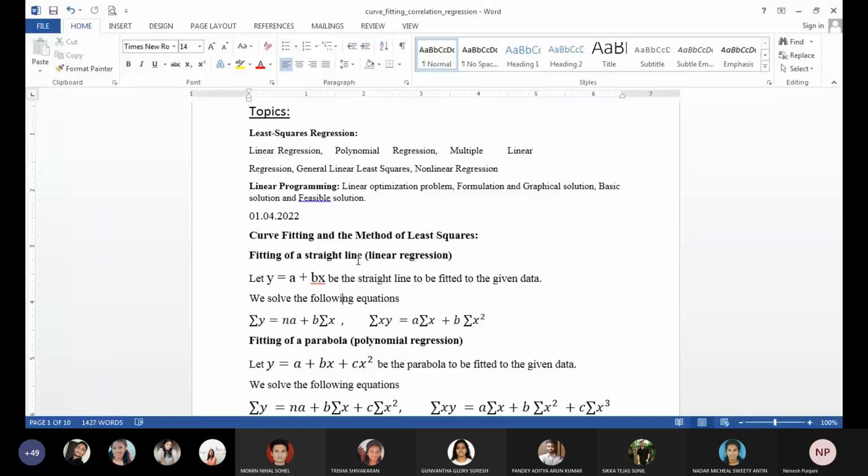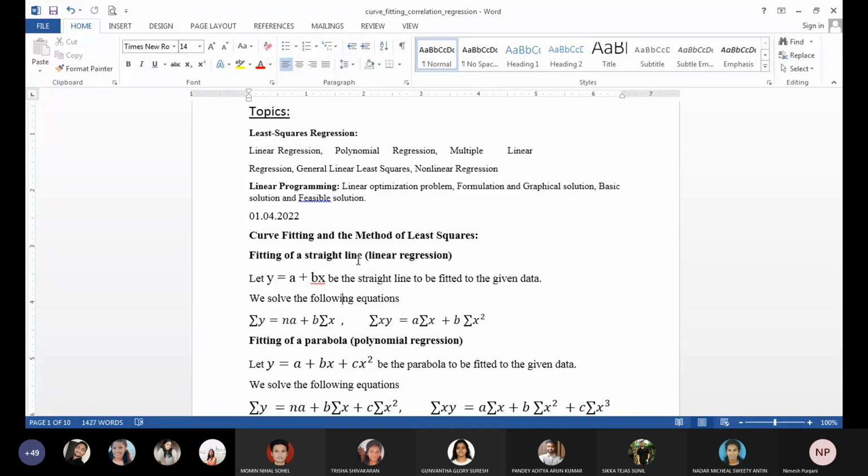So by solving these two equations simultaneously, we have to get the values of a and b. There is a method or a procedure to know how we reach this equation, but that proof is not there in your syllabus. So you just remember these two equations, solve them and find the values of a and b.